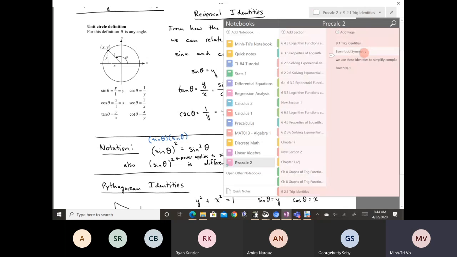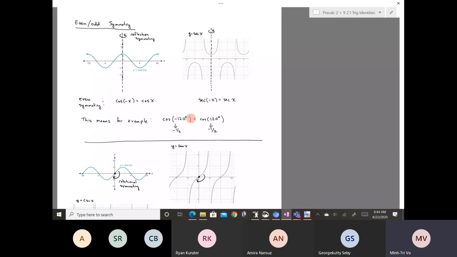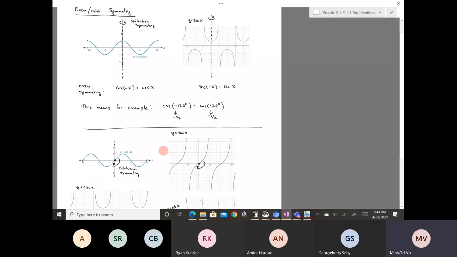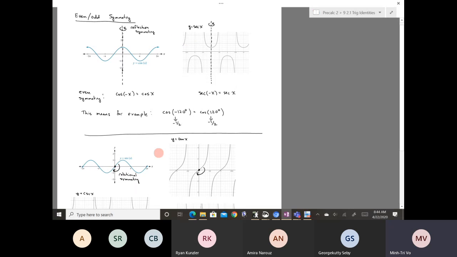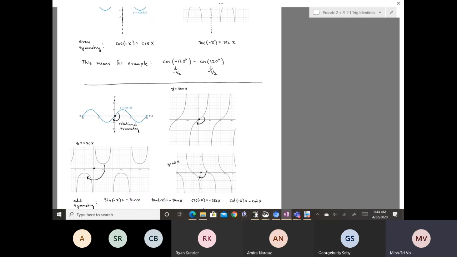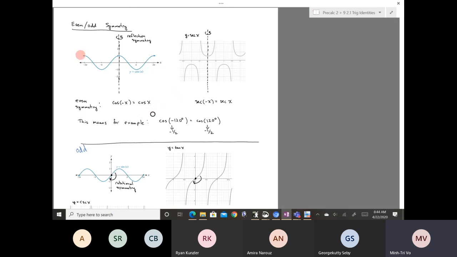So what do we mean by this? Even and odd is referring to the symmetry of the function, right? Out of the 6 trig functions, cosine and secant are the 2 even functions, and the other 4 trig functions have the odd symmetry, right? So these are odd, and these are even, right?